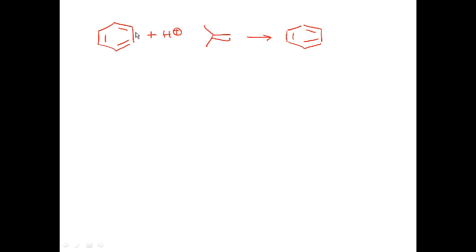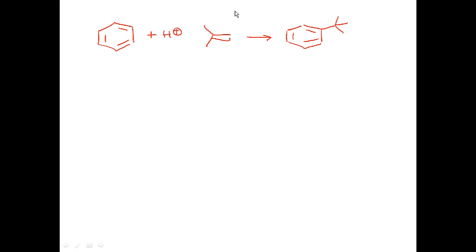For instance, here's a reaction of benzene, H plus, and 1-methylpropene. I would get tertiary butyl benzene as the final product. Now, if you're sitting there saying, hey, I know how you do that, stop the tape, write the mechanism. If you don't, how do I get this product?